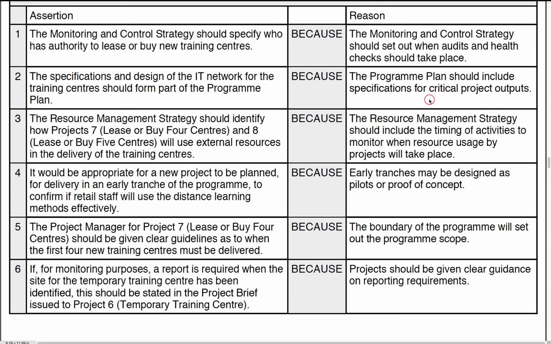That would be in this strategy. Okay, so that's false. Statement 2 here: the program plan should include specifications for critical project outputs. Nope. Remember we talked about this before, and it's the project briefs that should include that information as the outputs from each of those projects, because that's what we needed there and how it relates to the program overall, the tranches and capabilities. But it should be in the project briefs.